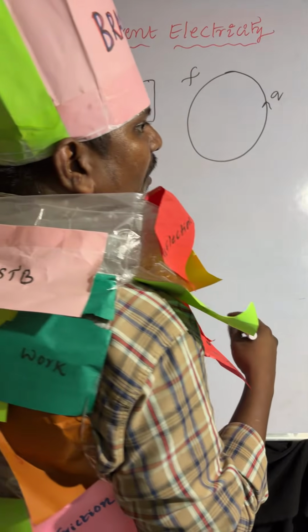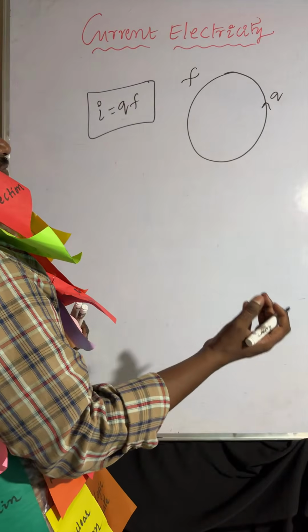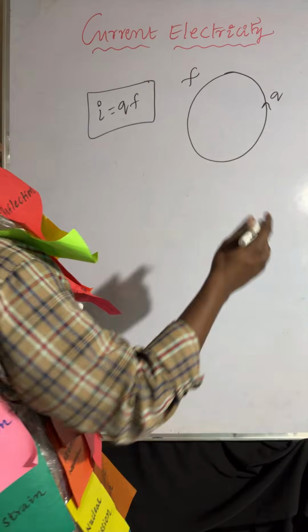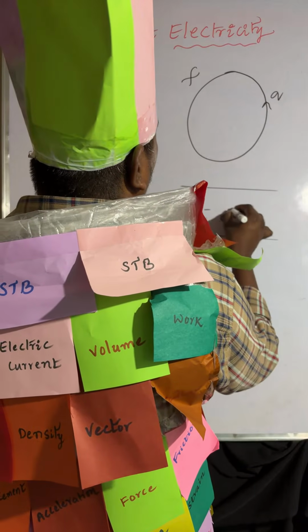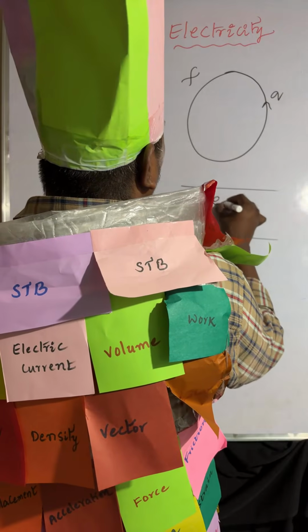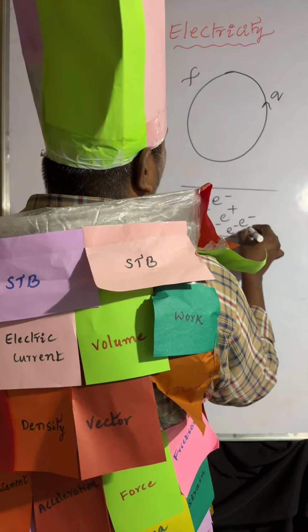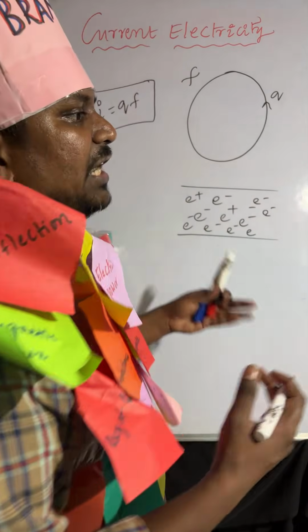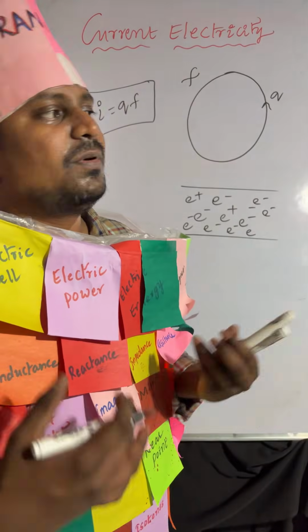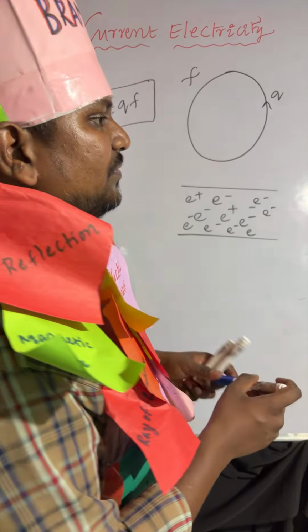When can we say current is flowing? When charge is moving in the conductor. If only one electron, only one positive charge or one negative charge moves, will you say current is flowing? No, we can't say that. There must be a number of charges moving in the conductor. Then only can we say current is flowing.